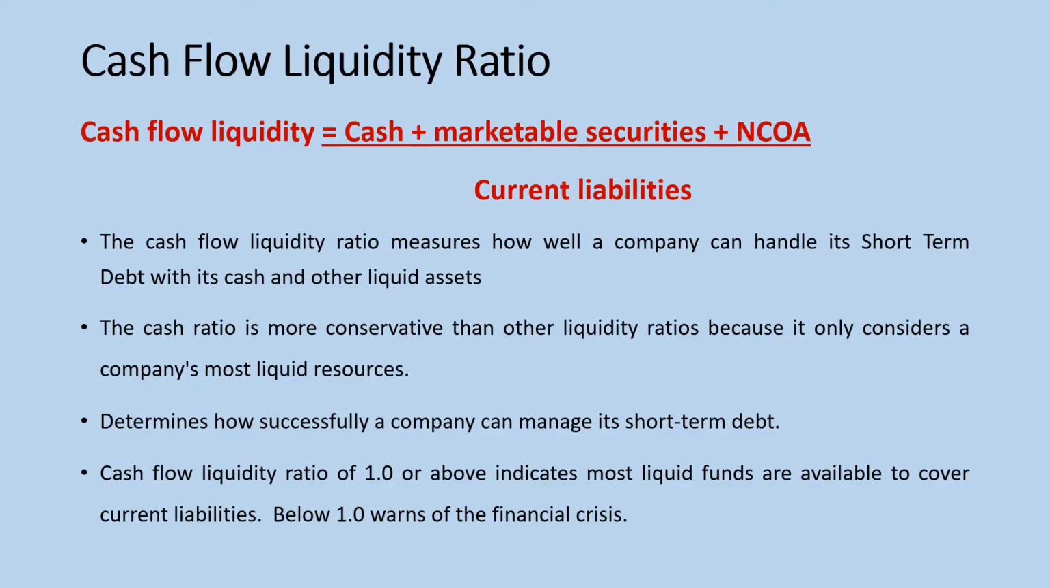Normally, a 20% cash ratio is said to be a good benchmark. If the cash liquidity ratio is 1 or above, it indicates the most liquid funds are available to cover the current liabilities or the short-term debts. Below 1 warns of financial crisis.